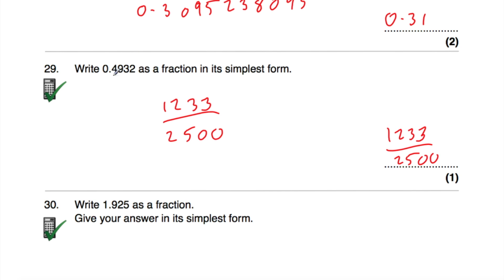Alternatively, I would look at this number and say, well, it's tenths, hundredths, thousandths, ten-thousandths, so it's going to be 10,000 on the denominator, and then 4,932 on the numerator. Then I would just cancel that down, and if I had a calculator, I'd use that to help me, and I would cancel down to this.